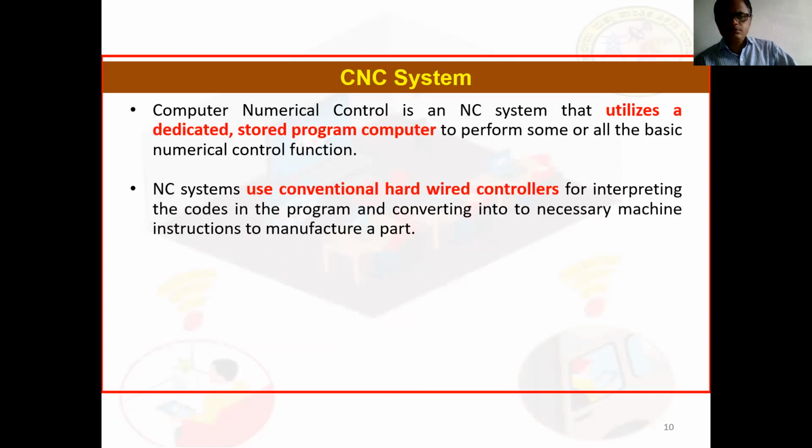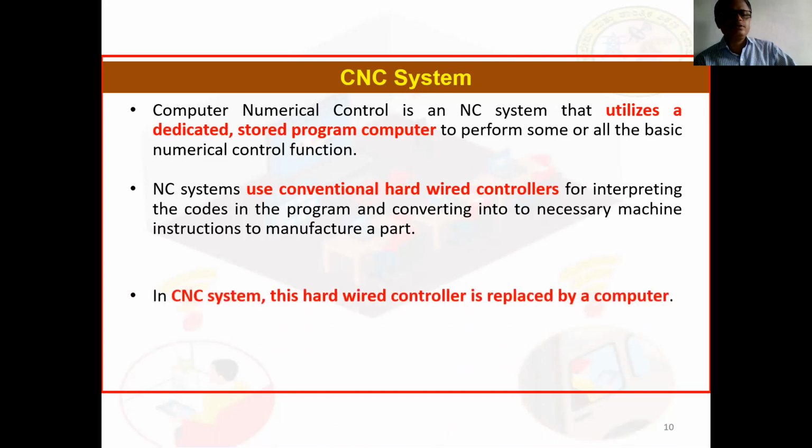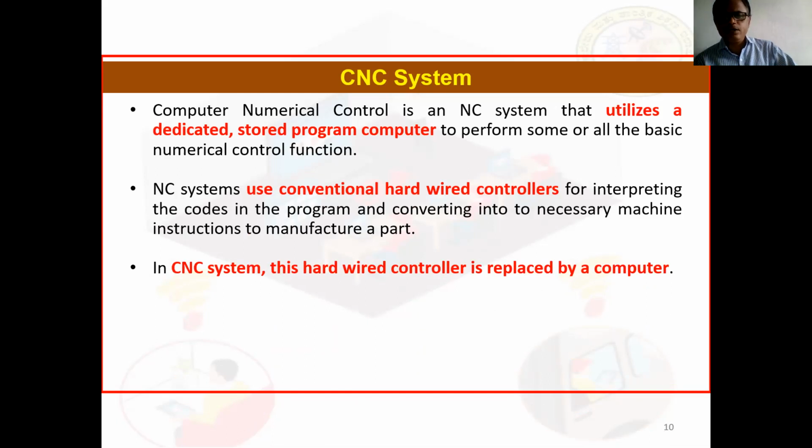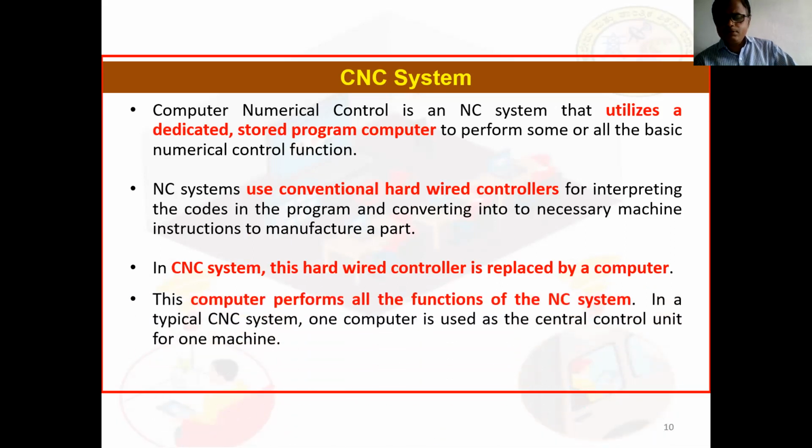The NC systems use the conventional hardwired controllers for the interpretation of the codes written in the program and to convert the written instructions into necessary machine instructions to manufacture the part. So the NCs will make use of hardwired controllers. In CNC system, these hardwired controllers are replaced by a computer. The computer will perform all the functions of NC system. In a CNC system, one computer is used as the central control unit for one machine.